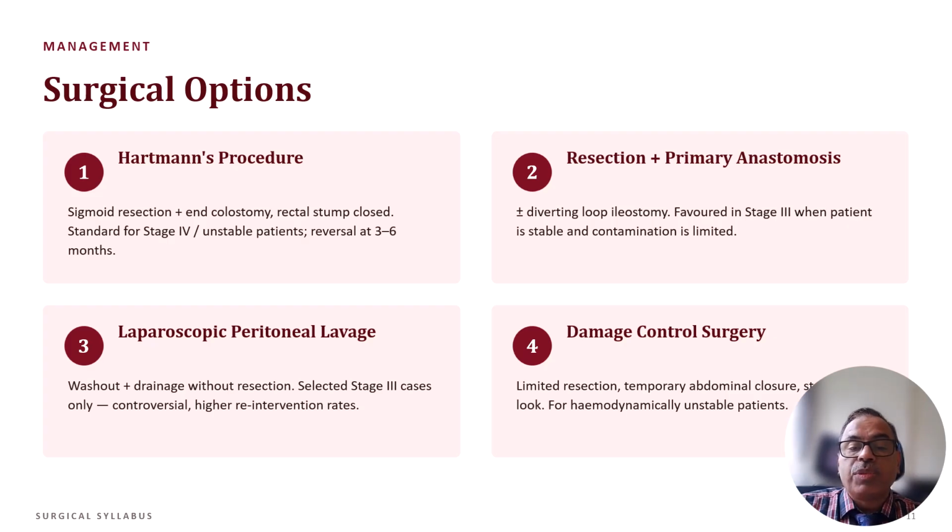Resection and primary anastomosis with a diverting loop ileostomy should be done in stage 3 patient where the patient is stable and contamination is limited. Laparoscopic peritoneal lavage, washout and drainage without any resection may be done in selected stage 3 cases only, but it is controversial and depends on center to center. Damage control surgery where the limited resection can be done in very unstable hemodynamical patients.